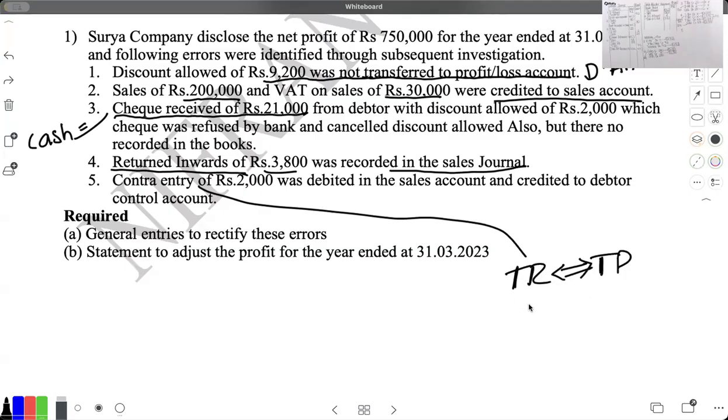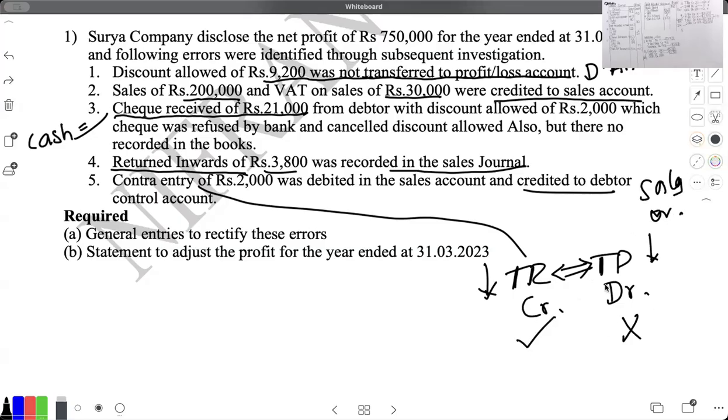So when you make a contra entry, your trade receivable should go down and your trade payable should go down too. If your trade payable is to go down, you should debit. If your trade receivable is to go down, you should credit. This is the correct double entry. So contra entry 2000 was debited in the sales account. Instead of debiting the trade payable account, you debited the sales account and credited the debtor account. The debtor account is perfectly fine, but in the trade payable, you sort of made a mess.